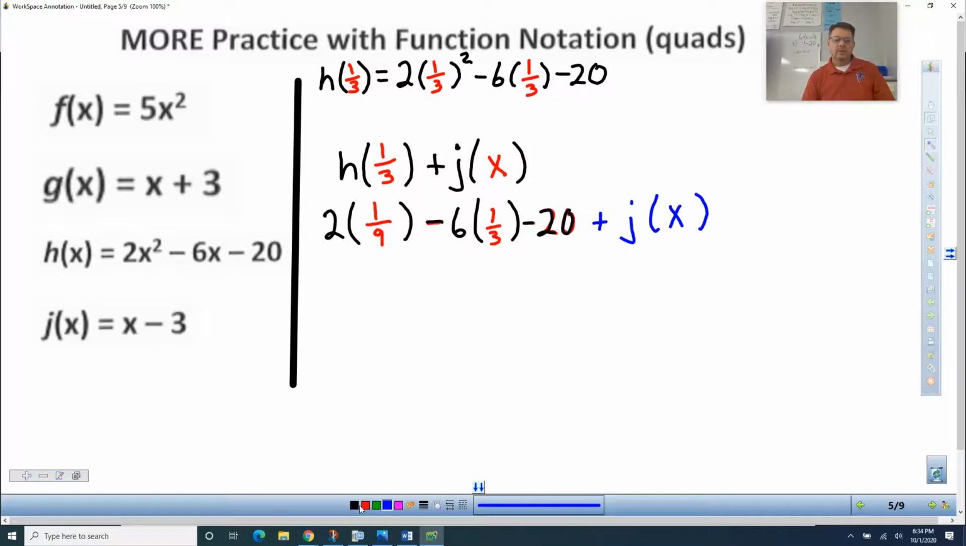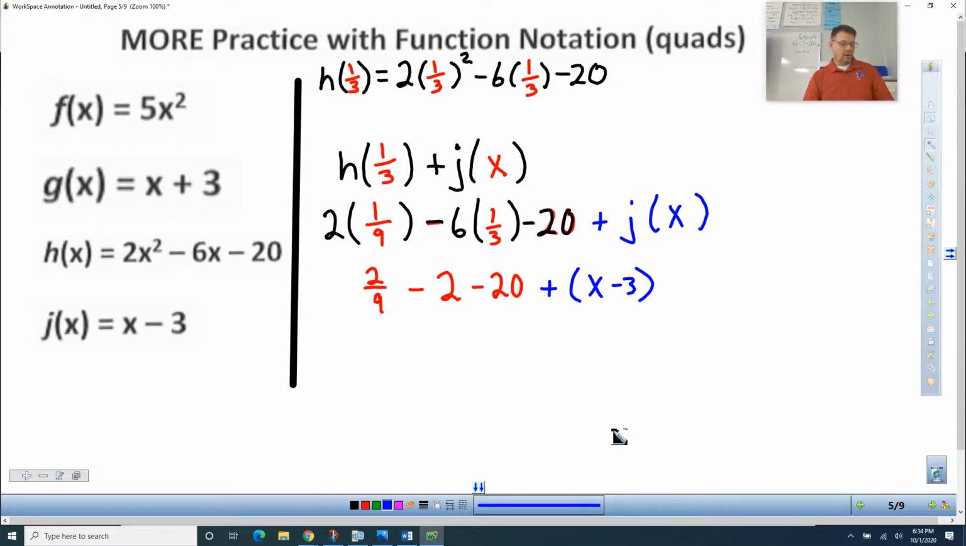So this is going to be 2/9 minus 6. So that's going to be what? 6 divided by 3 is 2, minus 20. Woohoo! Then let's make this plus x minus 3, which is what j of x is.